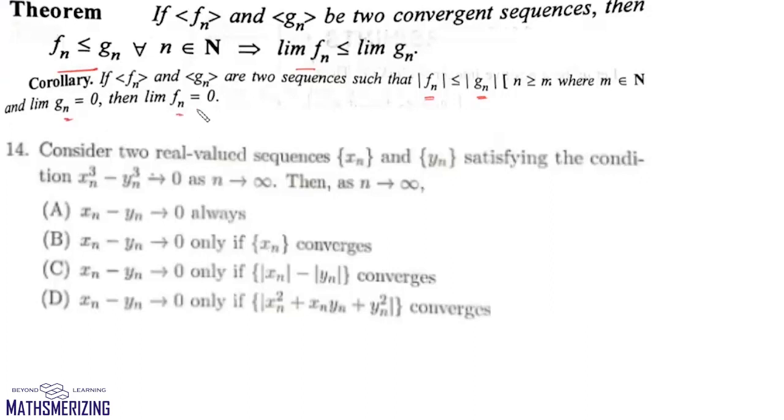Now let us take up an example. Say for example, consider two real valued sequences x_n and y_n satisfying the condition that x_n cube minus y_n cube tends to 0 as n tends to infinity, then which of the following is correct?